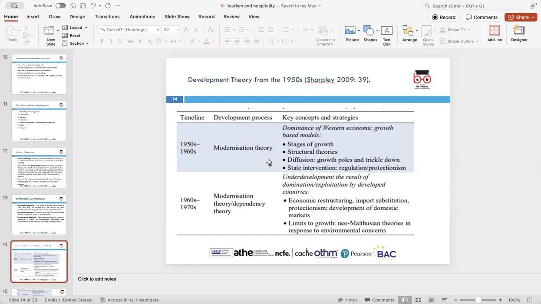Modernization theory suggests that development could spread from growth poles, areas of concentrated economic activity, eventually benefiting surrounding regions through a trickle-down effect. In the 1960s and 70s, however, dependency theory emerged, suggesting that underdevelopment resulted from exploitation by developed countries. This led to strategies like economic restructuring, import substitution, and protectionism, aiming to create more resilient domestic markets.